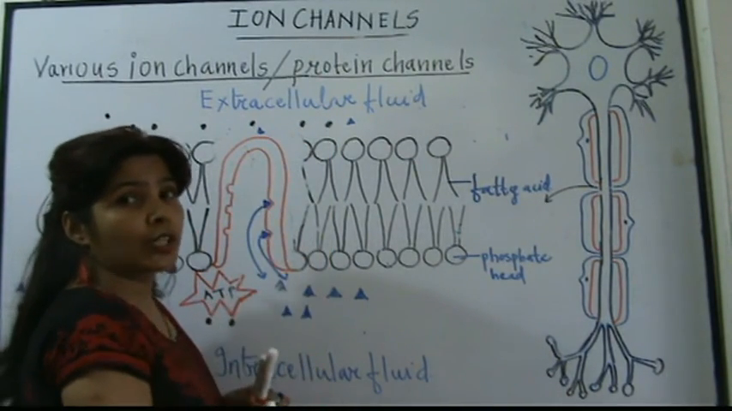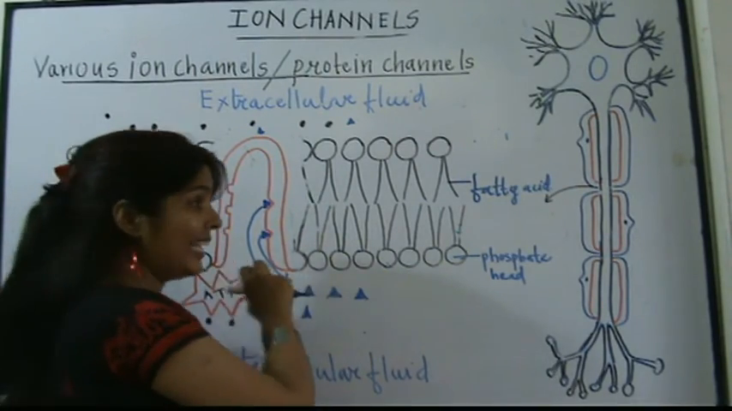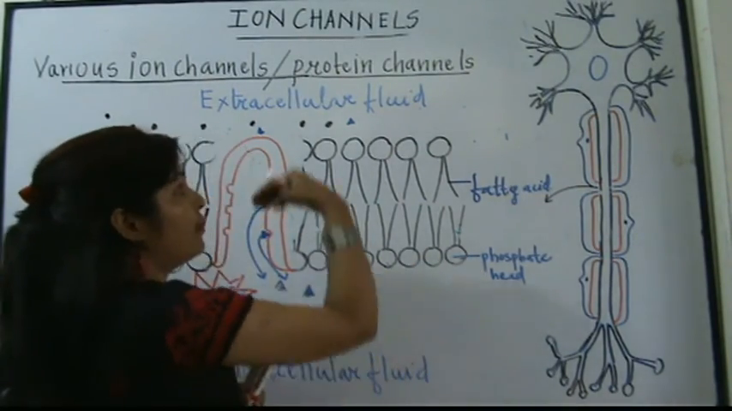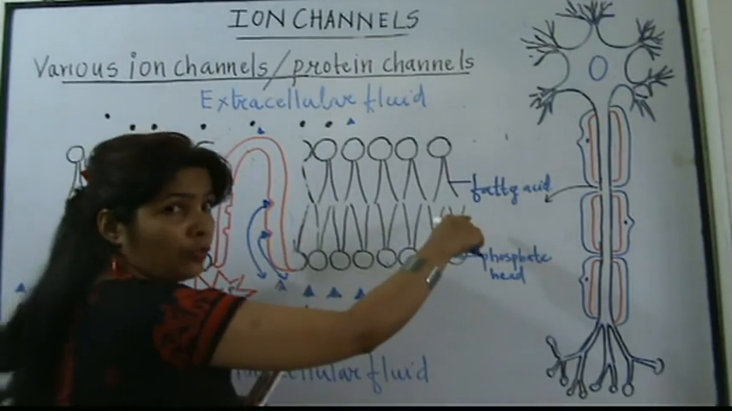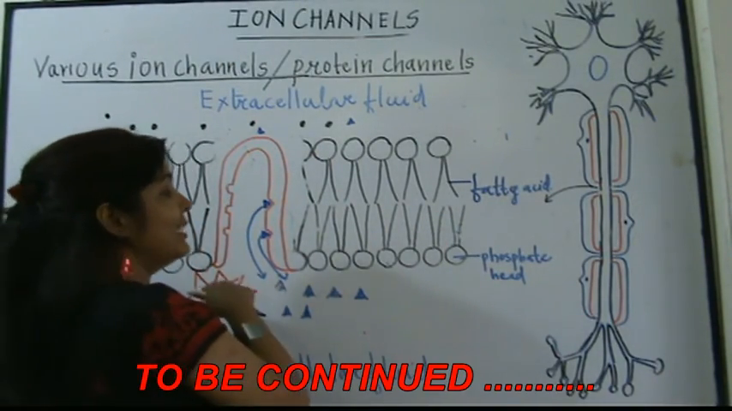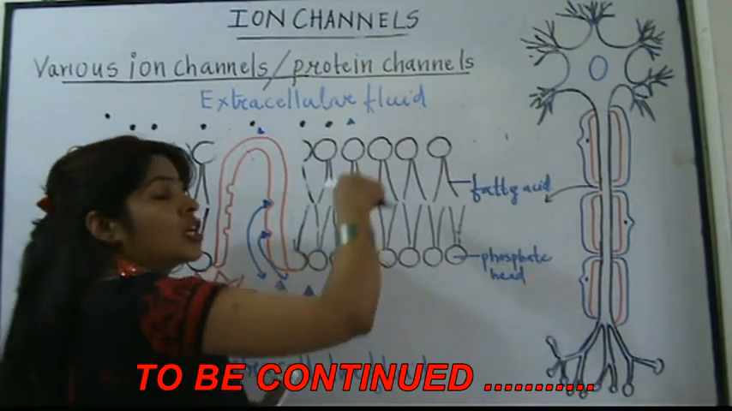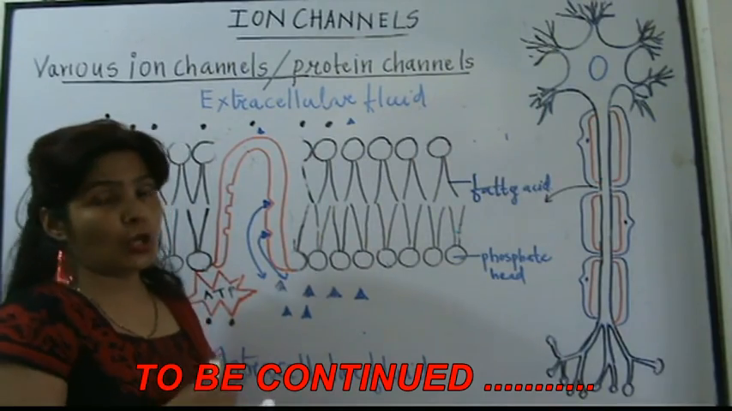And this is also one of the reasons because of which the membrane of the neuron is negative inside and positive outside. The same membrane of the neuron has a membrane potential across it. That means it has a negative charge within its surface and it has a positive charge outside its surface. That's all about this pump.